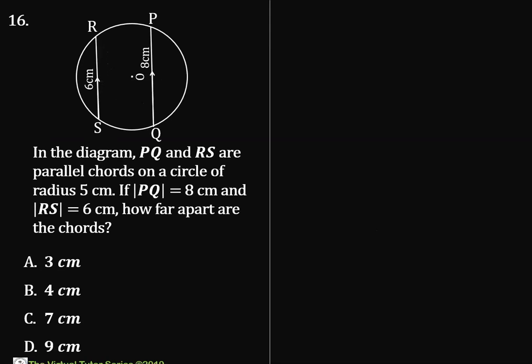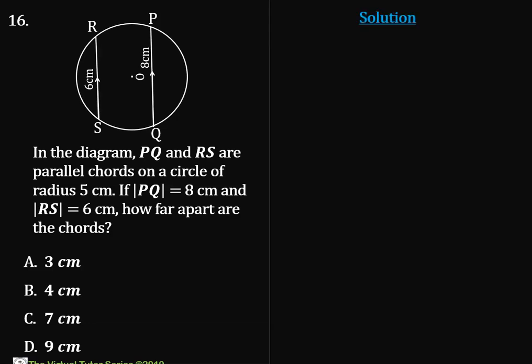Question 16. In the diagram, PQ and RS are parallel chords on a circle of radius 5 centimeters. If the length of PQ is equal to 8 centimeters and the length of RS is equal to 6 centimeters, how far apart are the chords?